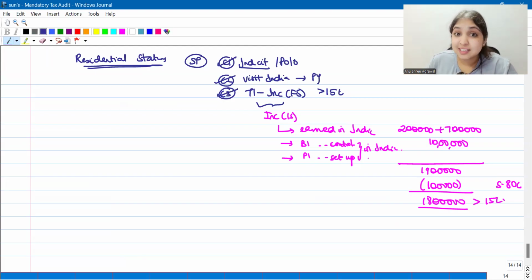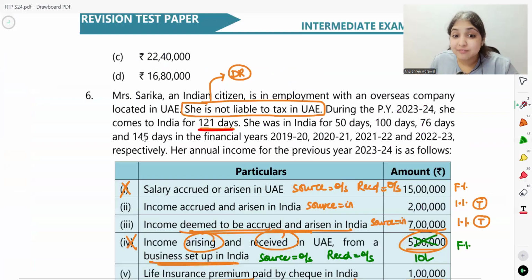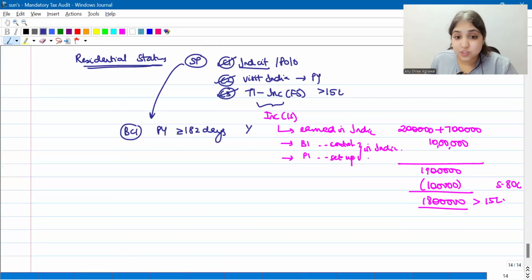Which means the third condition also is fulfilled, which means you can apply the special provision. So basic condition 1, in the previous year did the assessee stay in India for at least 182 days? No. Remember, the assessee stayed in India for only 121 days. So the 182 days criteria is not fulfilled. Basic condition 2, should I pause, check, think? No.